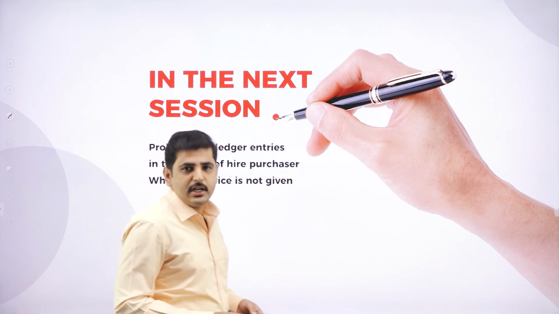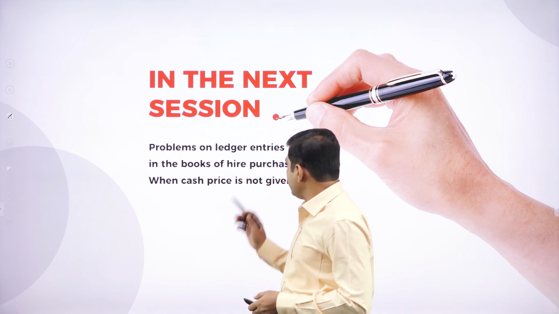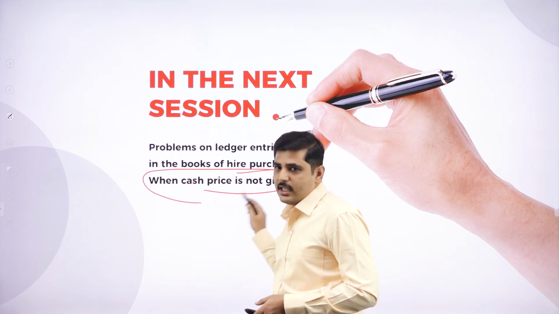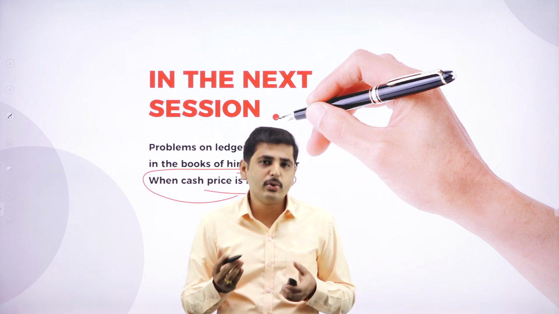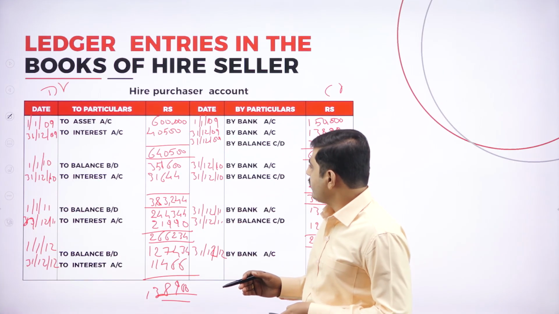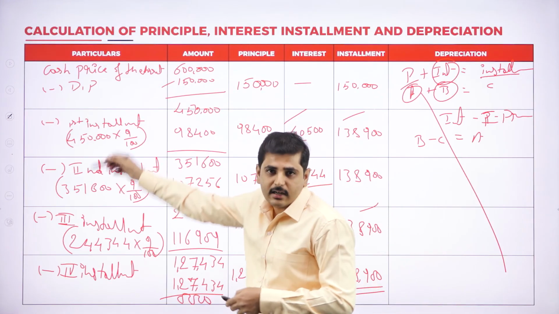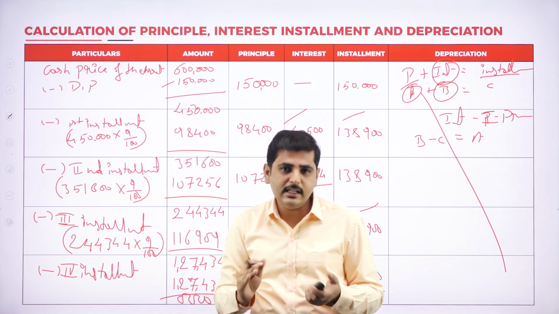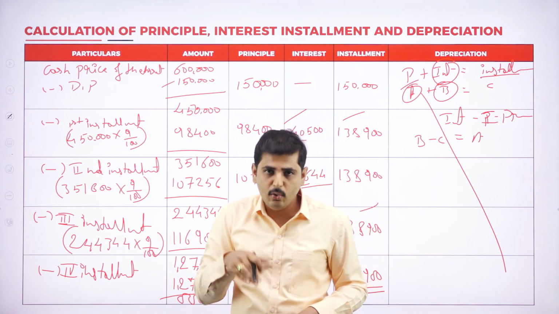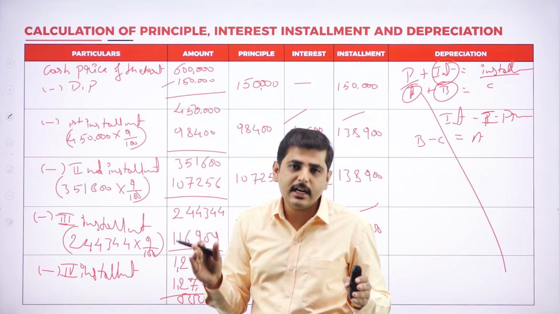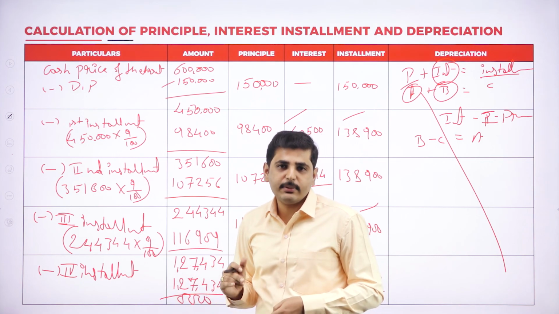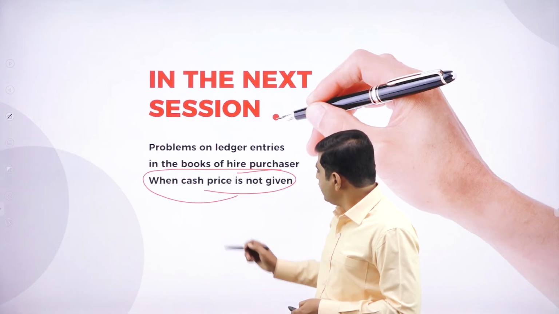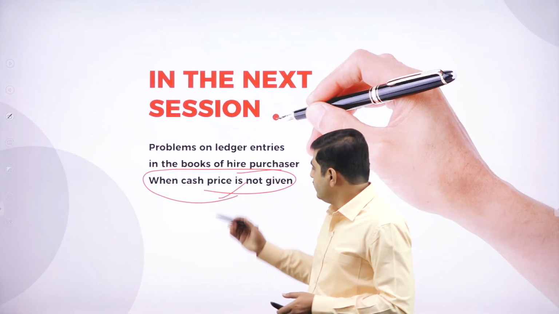In the next session we are going to discuss problems on ledger entries in the books of hire purchaser when the cash price is not given. If the cash price is not given, how to calculate? In this type of problem we have to prepare a chart. When the cash price is not given, they will give the third year, second year, first year, and interest is inclusive. So we have to exclude the interest and calculate the actual cash price. This is the type of problem we will have in the exam. So in the next session, we are going to discuss this type of problem.